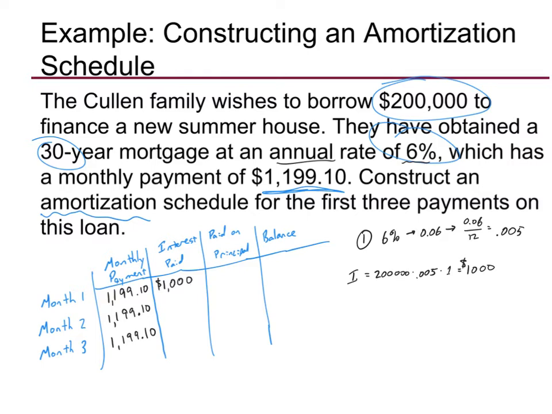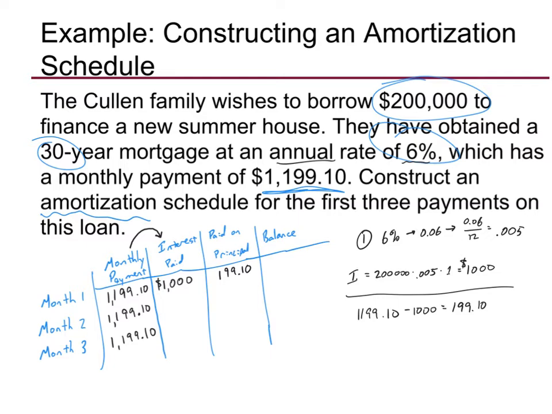The next step is to find what's paid on the principal. So I'm going to take my monthly payment, subtract off how much of that is interest. $1,199.10 minus 1,000. So 1199.10 minus the interest is equal to the amount that I paid on the principal, which equals $199.10. So $1,000 of my mortgage payment was interest, and just under $200 was paid on the principal.